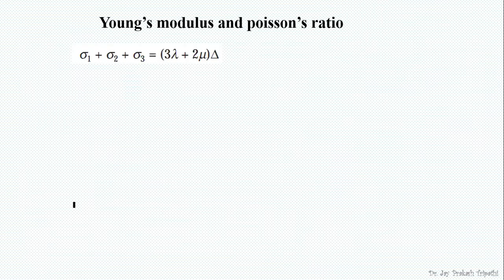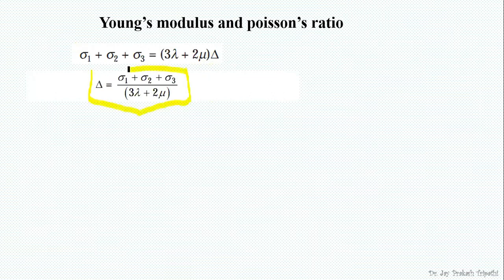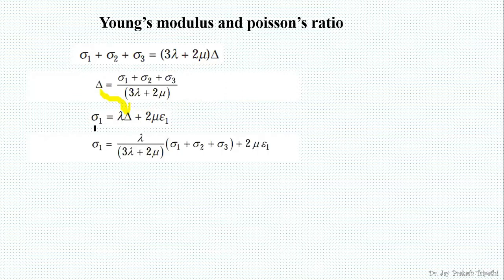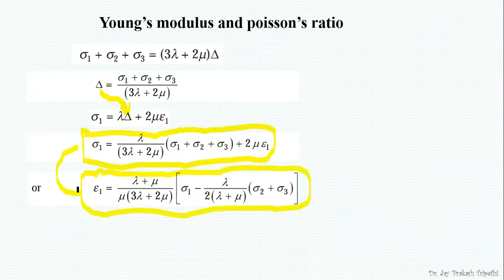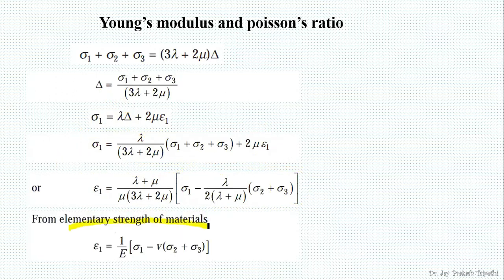Let's write this equation once again. From this equation, we can write delta is equal to summation of sigma 1, sigma 2, sigma 3 divided by 3 lambda plus 2 mu. Let's substitute this equation of delta in this equation. Finally, we will get sigma 1 equals to this, and after some manipulation, we can obtain this equation from this expression. And from elementary strength of materials, we know that epsilon 1 is equal to 1 by E, sigma 1 minus mu times sigma 2 plus sigma 3.